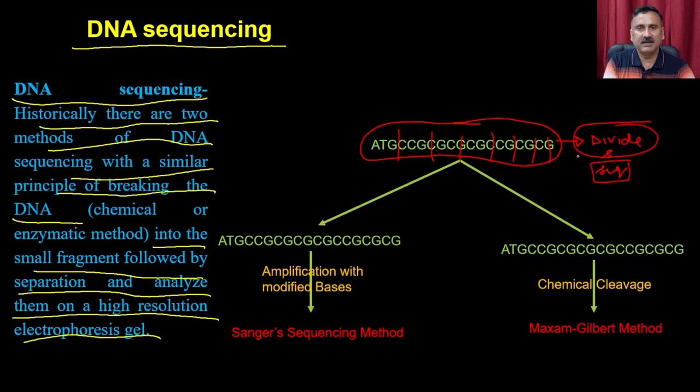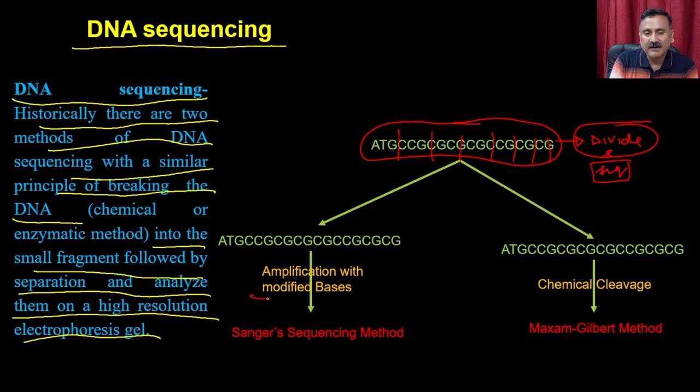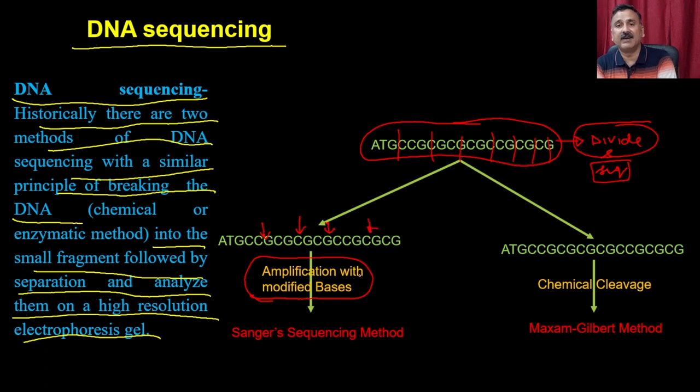Because it is easy to manage these small fragments. You cannot manage a 3 kb DNA, but you can easily manage 100 base pair DNA. So what you can do is amplify this particular sequence with a modified base. When you amplify this with a modified base, wherever you have the modified base, it is going to break, and that's how it gives you the small fragments, and you know where it is going to break. For example, if I take the modified base for A, it is going to break here, and if I take the modified base like G, then it is going to break here, and something like that.